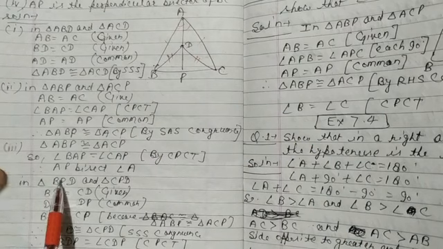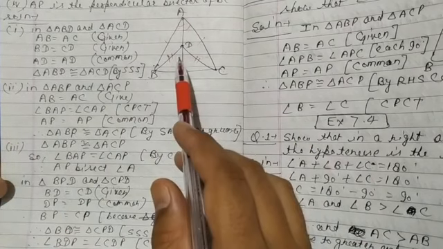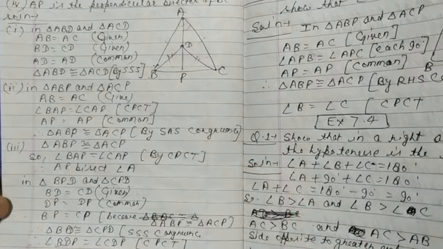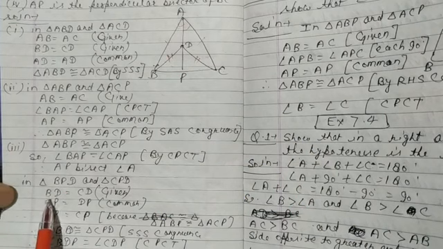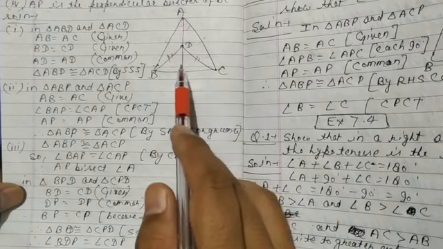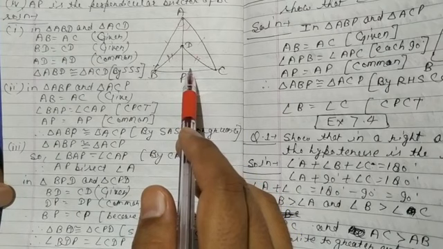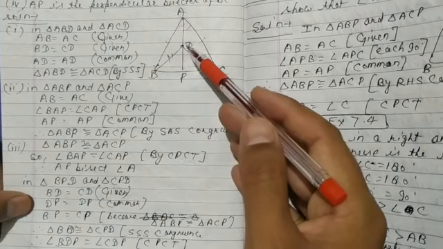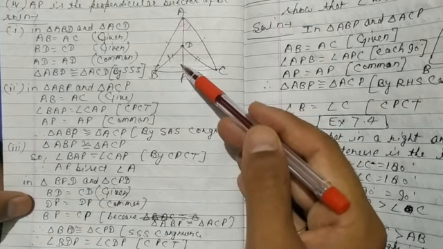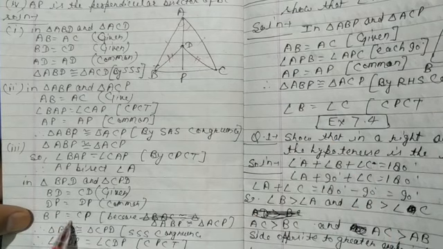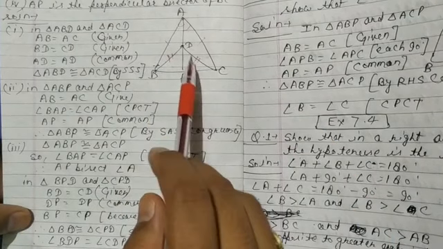Now in triangle BPD and triangle CPD, we want to prove these two triangles congruent. First thing we know is BD equal to CD. Why? Because both triangles are isosceles. DP equal to DP. This is a common side. And third, BP equal to CP. Why?